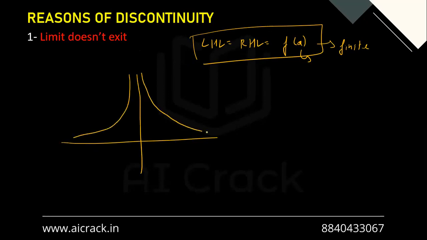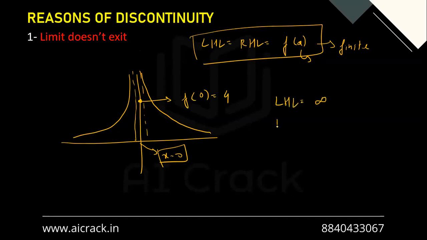The first one is the limit is infinity. So basically, let's take this point x equals to 0. We are talking about over here. Now, even though the function might be defined, let's say f of 0 equals to 4, but we can see that LHL is infinity and RHL is infinity, right? So basically, it does not exist. Now, since limits are not existing in that case, we can say that the function is discontinuous.